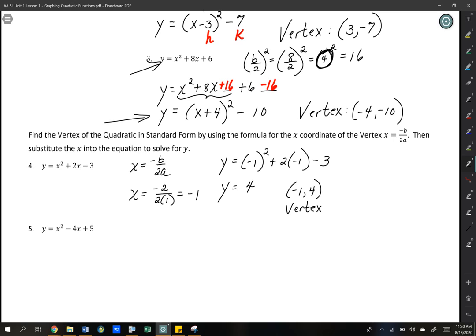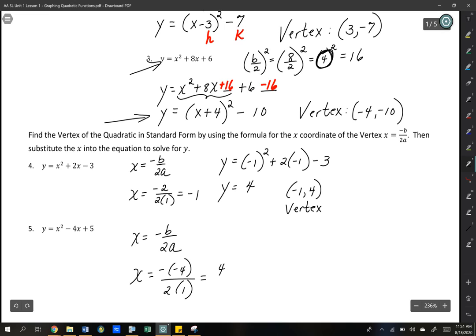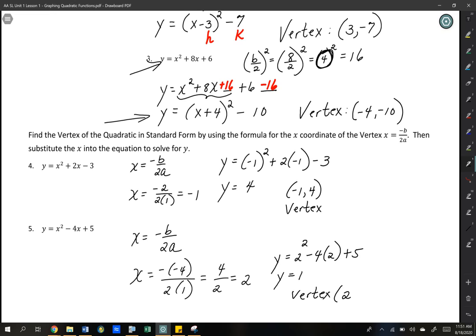Okay, last one on this page, -b over 2a. So we have a -4 and value a, of course, right? That's the value in front of x squared. Substitute 2 into our equation. We get y equals 1, so our vertex in this equation is 2, 1.